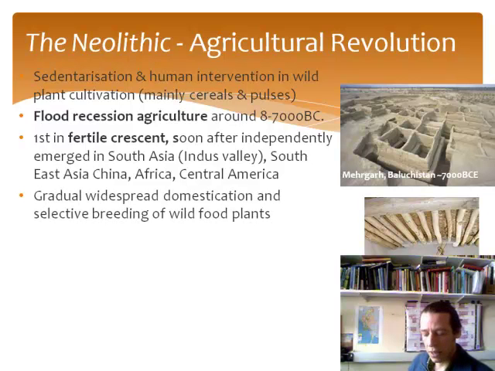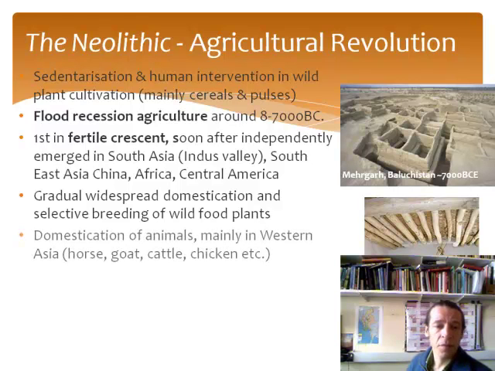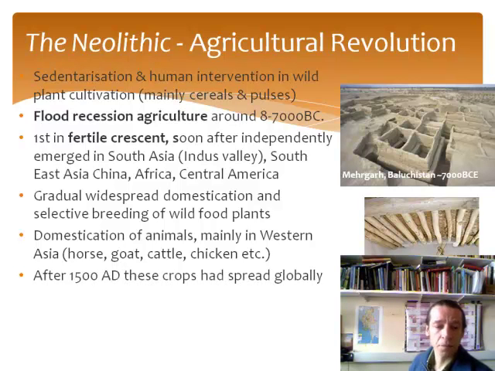This pattern of flood recession agriculture involved selection of plants and their selective breeding for the particular traits that people favoured: larger production, larger yields, maybe particular flavours people wanted, and maybe resilience to drought. So this is the emergence of agriculture. Gradually also some animals became domesticated: horses, goats, cattle, chicken, etc.